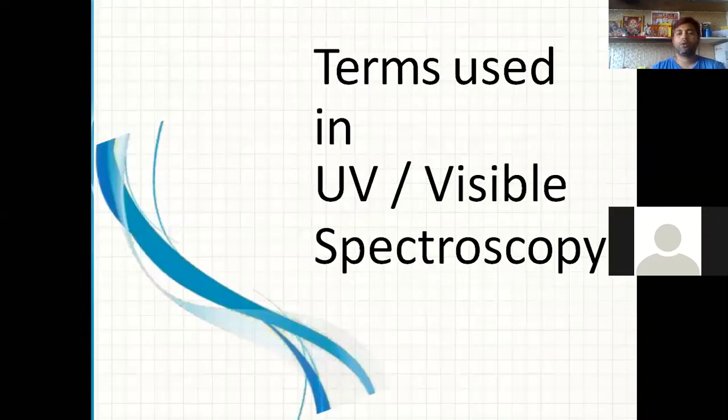Okay. So yesterday we discussed UV visible spectroscopy, the electronic transitions, and the principle behind UV visible spectroscopy. Now today we'll discuss a few terms involved in UV visible spectroscopy, and then we'll discuss the selection rule for UV visible spectroscopy and the applications of UV visible spectroscopy, qualitative analysis and quantitative analysis. Okay.